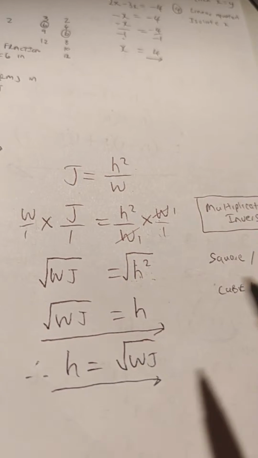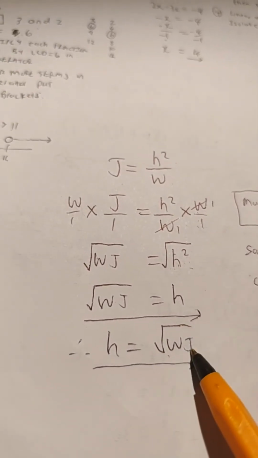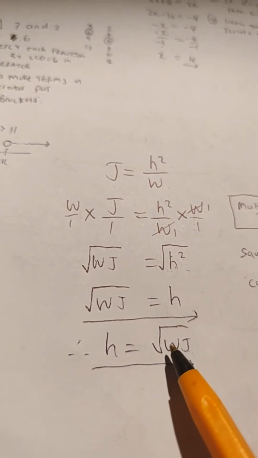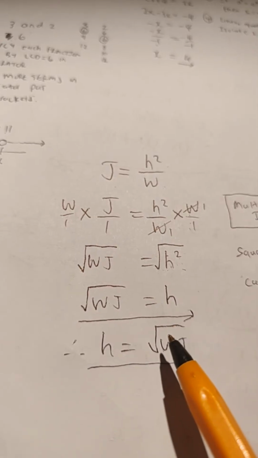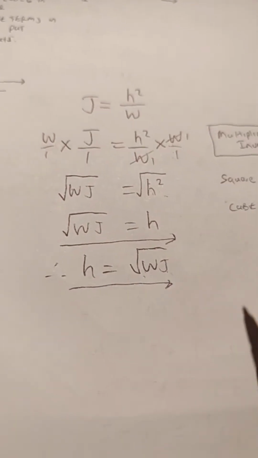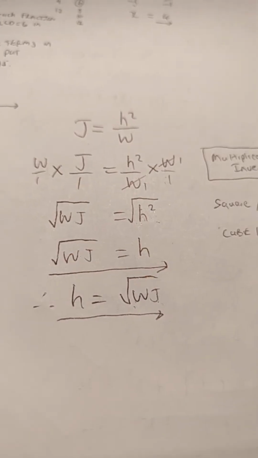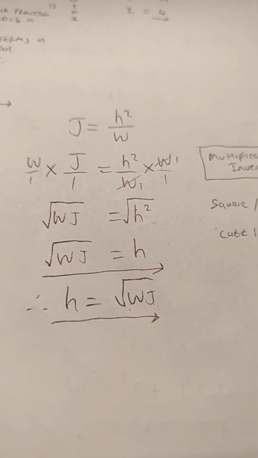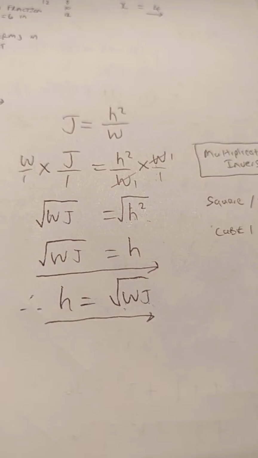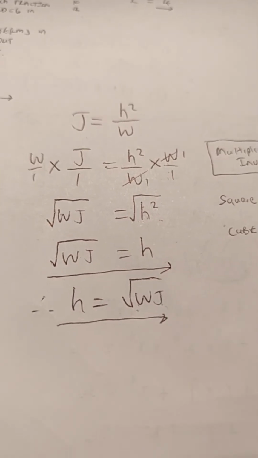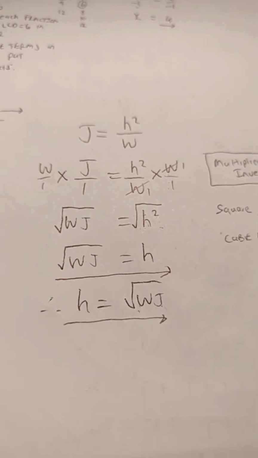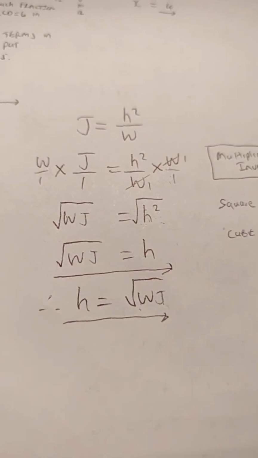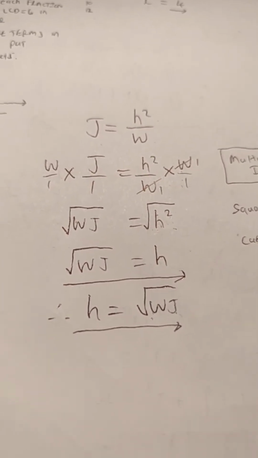Doesn't matter. Remember, multiplication is commutative. Whether you start with j and end with w or start with w and end with j, doesn't matter, because 3 times 4 is the same thing as 4 times 3. In maths, we know that multiplication is commutative. The order in which you place things when you multiply does not matter, because the answer is still the same.